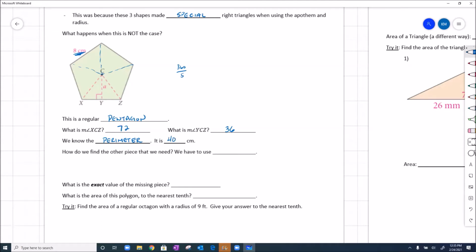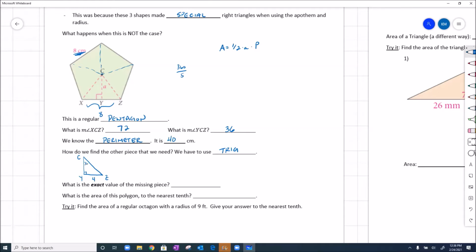Okay. How do we find the other piece that we need? Because our area is 1/2 apothem times perimeter, and since we have the perimeter, we have to use trig to find our apothem. So this is how it works out. We are going to look at this triangle, YCZ. Because this whole side was 8, and the apothem splits that side, this must be 4. We found that this angle was 36 degrees.